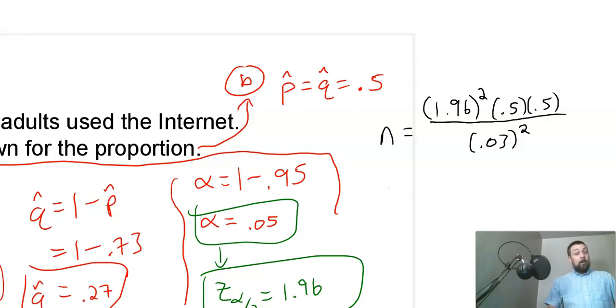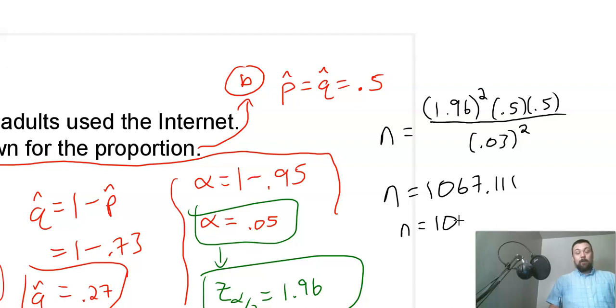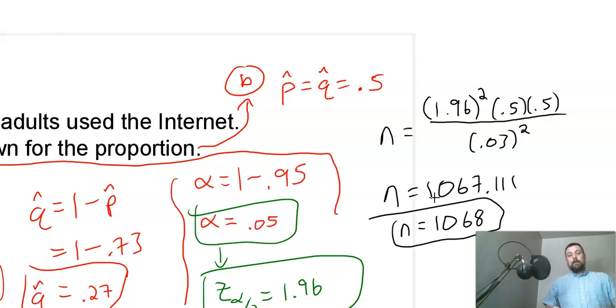And I get, it's quite a bit bigger actually, 1,067.11111, right? Which we will round up. You always round this up for the sample size. And so that would be the sample size we would want to have to be sure that our margin of error was less than 3%, at most 3%.